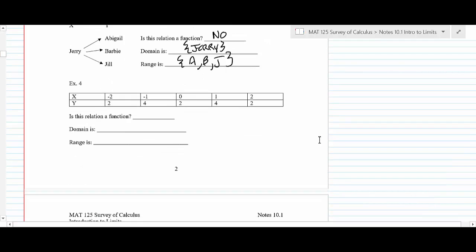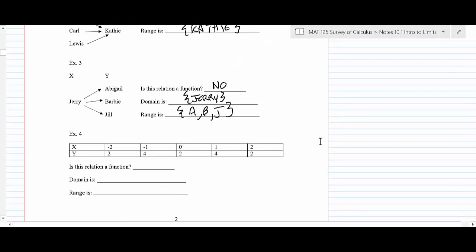How about the next one, example 4? That is what we call a mapping diagram, or a table. Is that a function or not a function? Okay, let's see. -2 has one answer, right? -1 has one answer. 0 has one answer. 1 has one answer, and so does 2.